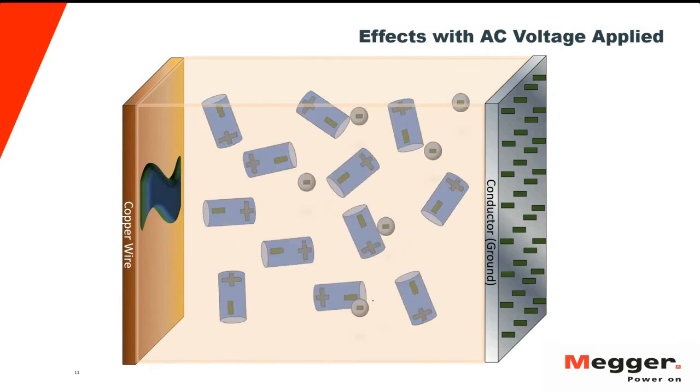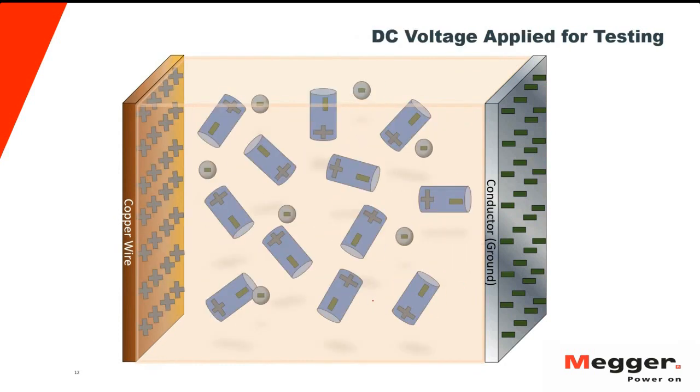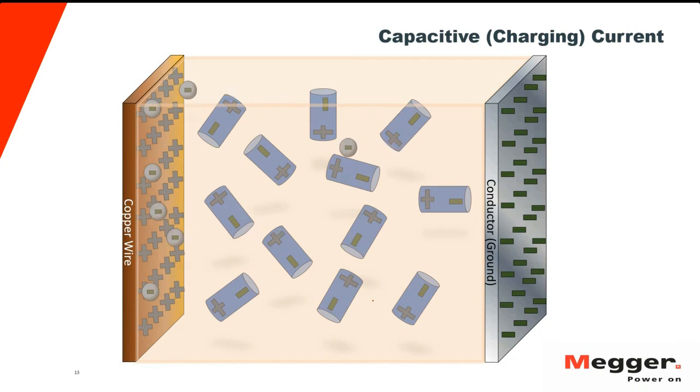Now, what will happen if we inject a DC voltage here? Of course, that negative charge, or that electron, will be attracted to the positive test probe, to the positive side. And we know that once the charge moves, that is current. But remember, we are looking at the leakage current, and this current is not a leakage current. This is only a capacitive charging current. So when the electron moves towards the positive side, it is a capacitive charging current.